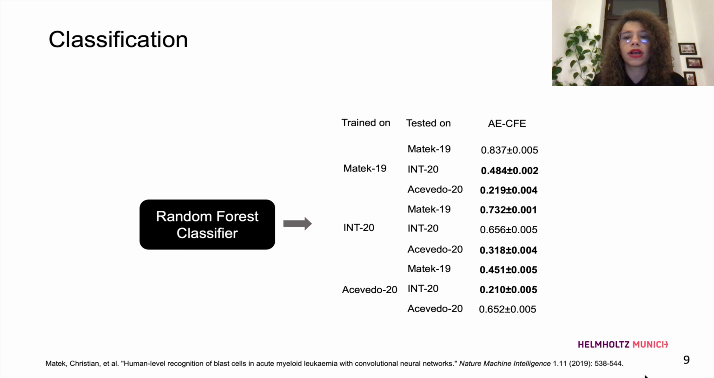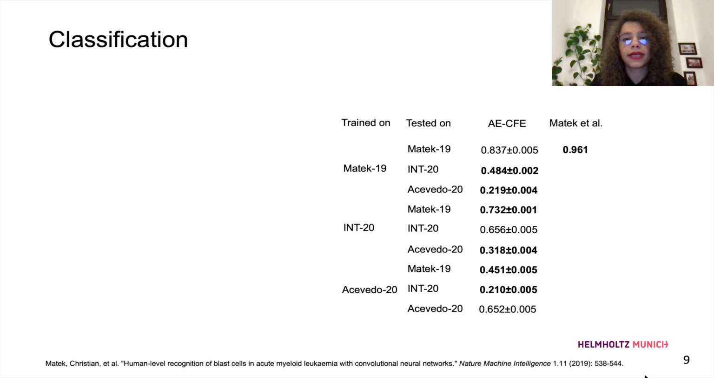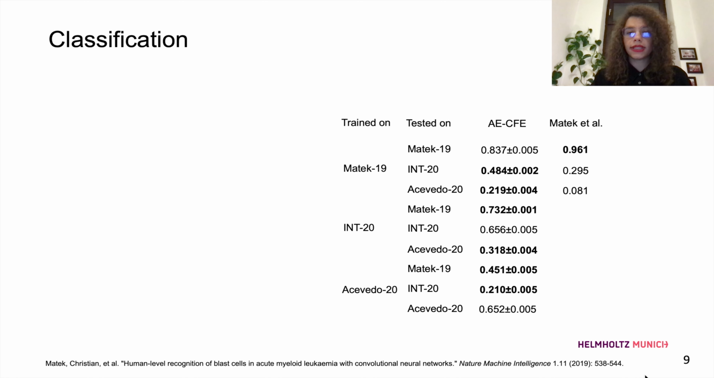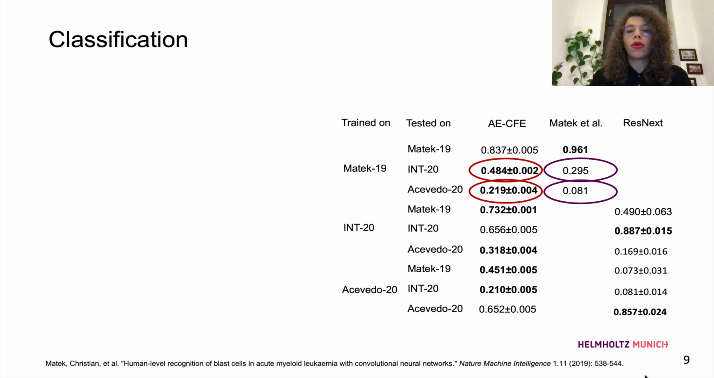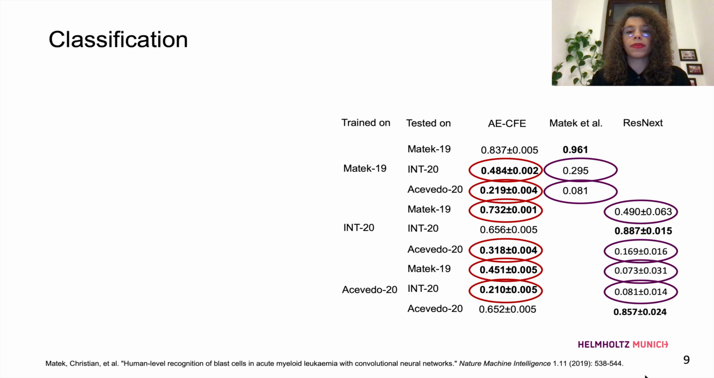As a baseline, we compare our model with the MICCAI approach. We trained only on the MICCAI 19 dataset and got 96% accuracy. We tested this model on the other datasets and got only 29% for INT20 and 8% for Acevedo 20. Since he used a ResNeXt network, we trained a similar ResNeXt on INT20 and got these results, and repeated the experiment on Acevedo 20. So you can see our model outperformed the state-of-the-art baseline in terms of cross-domain accuracy.